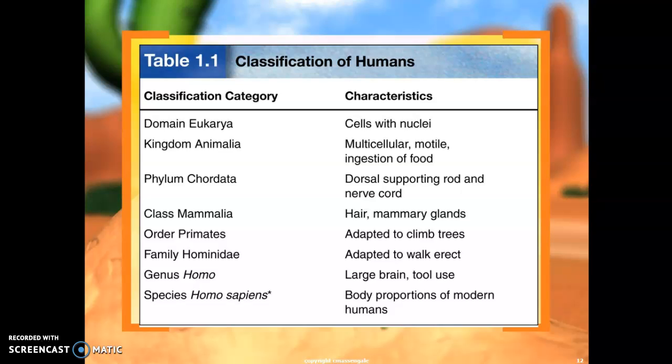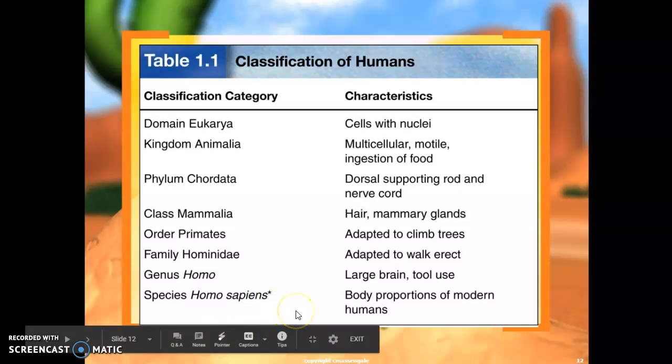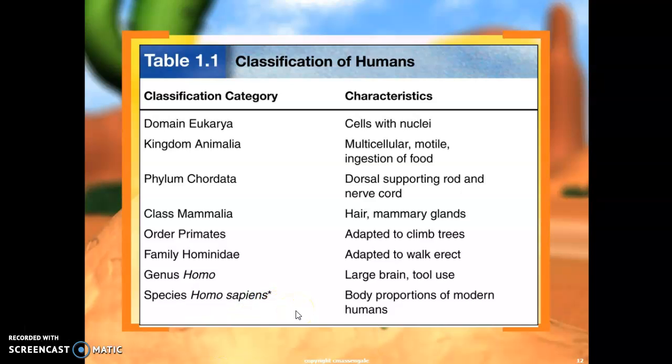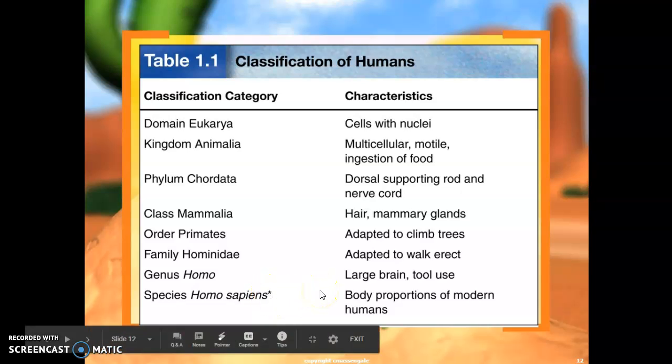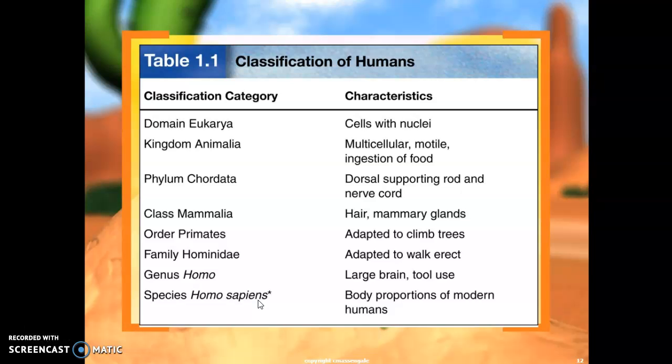We're in the family of Hominidae because we are adapted to walk upright on 2 legs. We're in the genus of Homo because we have a large brain, and the species of sapiens because our body proportions are of modern humans. One thing to note though, when you look up the classification of any organism, the species may contain a scientific name already. Like this one, species contain both the genus and the species, which is Homo sapiens.